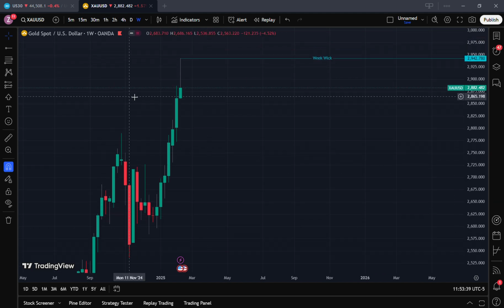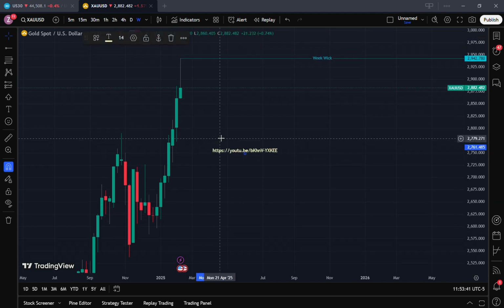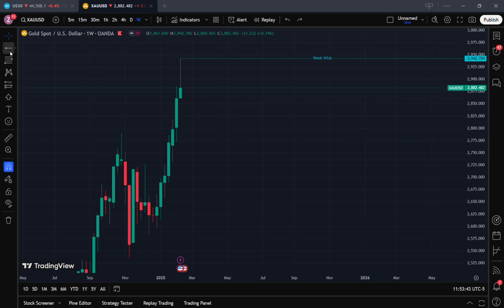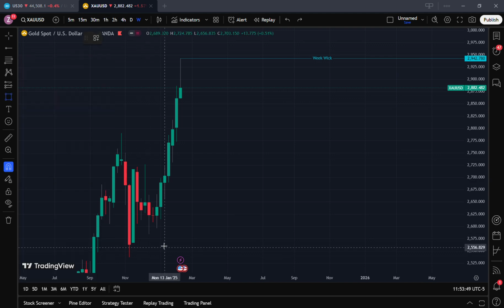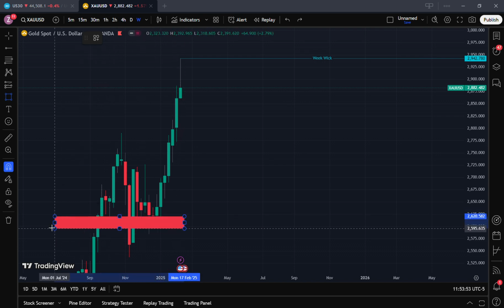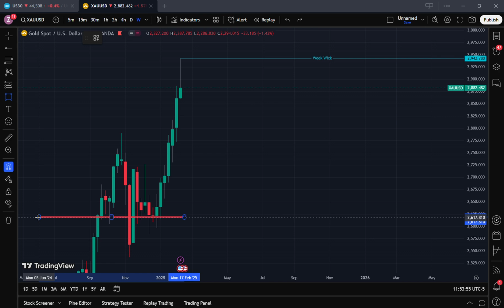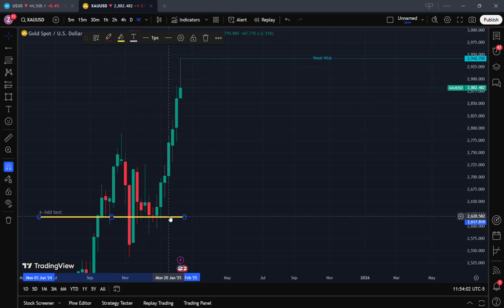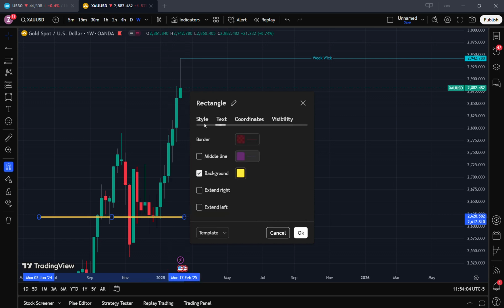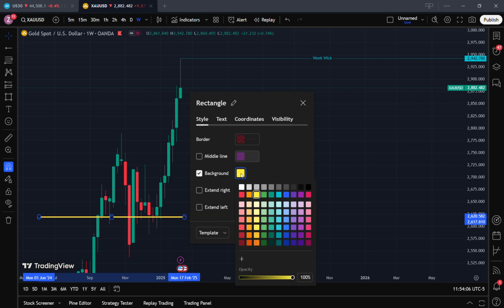Support is at a very low level. So sorry about that. Okay, so what I'm going to do, I'm going to mark my support level here. This is the only support that I have. Okay, just give it 1 second. Let me change the colors. I normally use light yellow. 1 second. Let me just quickly try and adjust that.